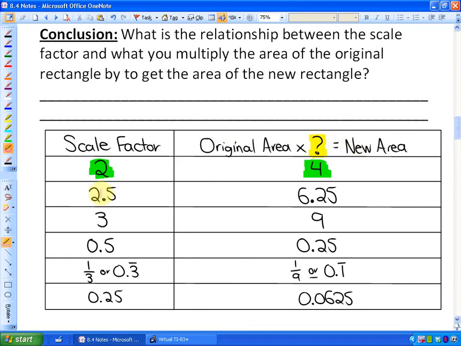And that was the first part of the activity. What's the relationship between a scale factor of 2.5 and having to multiply the original area by 6.25 to get the new area? Or the relationship between a scale factor of 3 and having to multiply the original area by 9 to get the new area? So essentially, what's the relationship between all of those numbers? And if you want to pause it and see if you can find out the relationship between all of these numbers, you may want to do that.